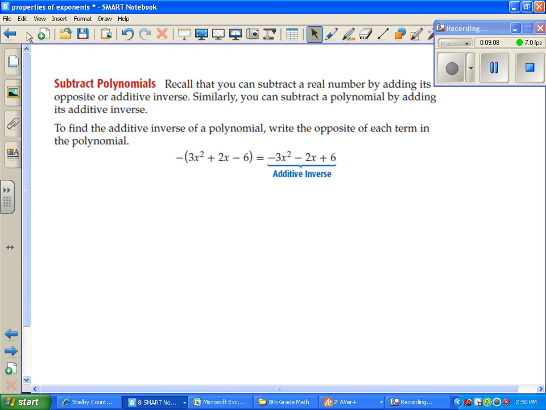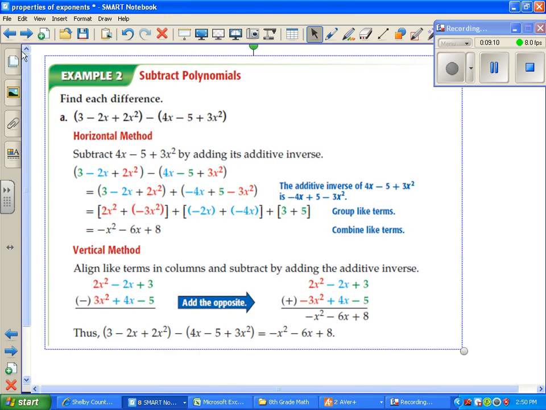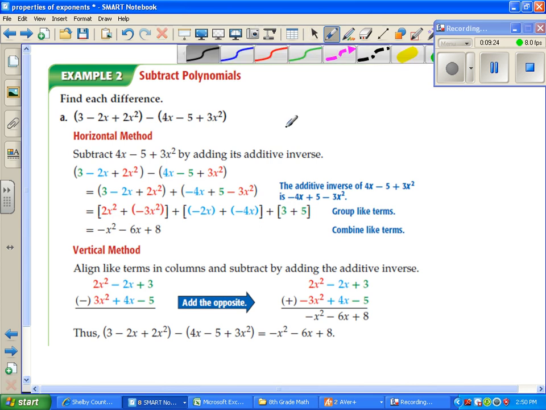Okay, looks like about everybody. Let's then move on with the subtraction problem: 3 minus 2x plus 2x squared minus 4x minus 5 plus 3x squared. Now try not to skip too many of the steps. I like to go ahead and change this to add. Change this to negative 4x plus 5 minus 3x squared.